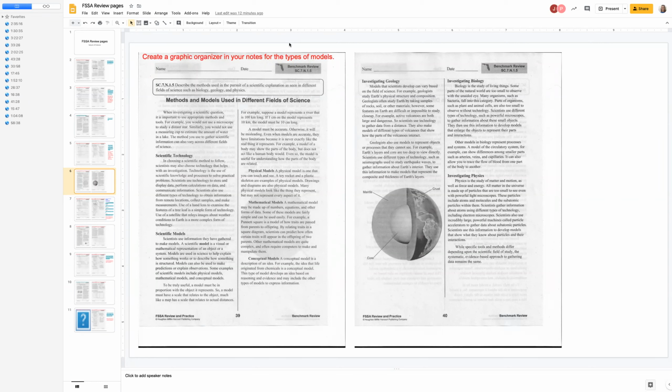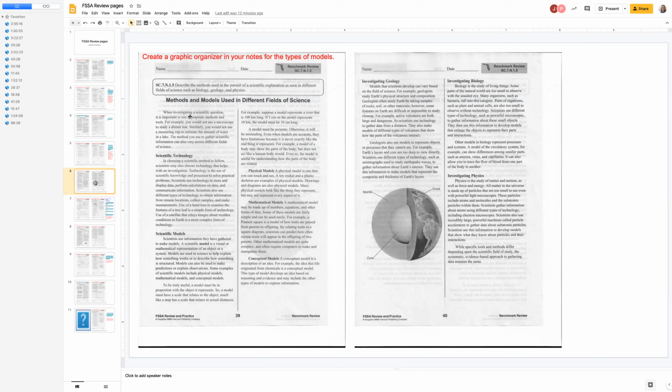So on this one, the top of the page tells you to create a graphic organizer in your notes for the types of models. So as you're listening to these, you'll want to see how many different models there are and create probably columns or something on your paper to take notes for each of the different types of models. Okay.